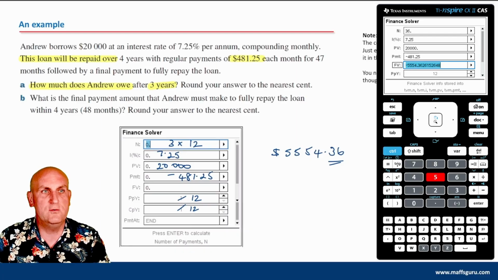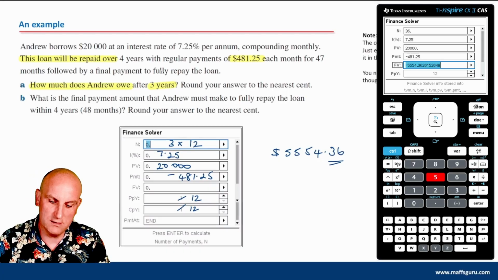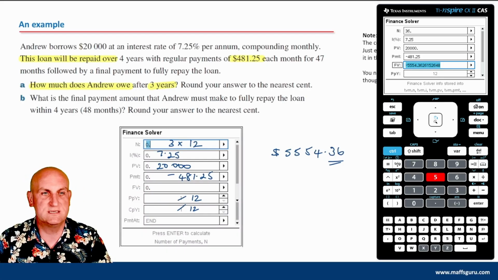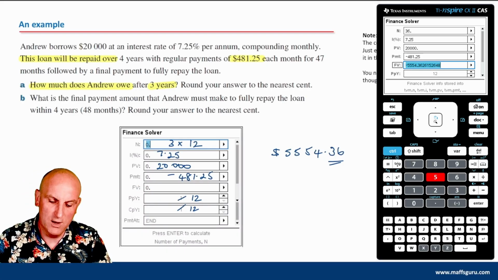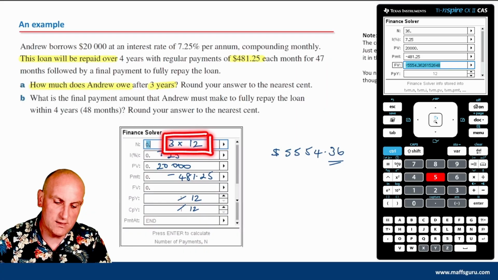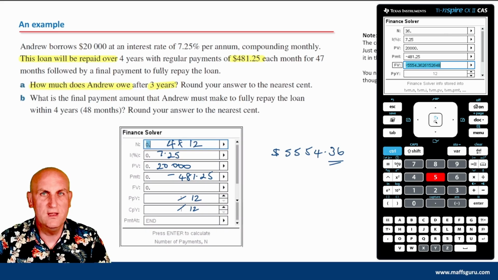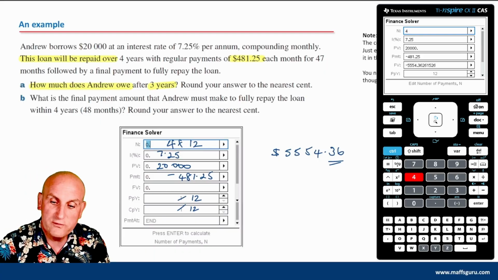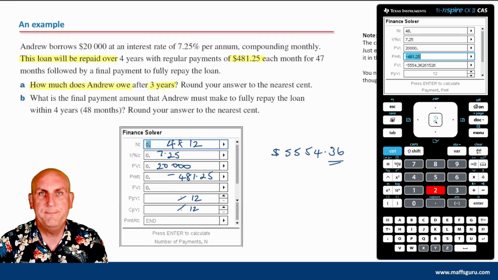Right, what is the final payment that Andrew must make to fully repay the loan? Okay, this again is a trick: the future value is not going to be 0. I'll explain why in just a moment. We now need to change that 3 times 12 to 4 times 12. Why is it 4 times 12? Because we want to see how much is going to be left at the end of the loan, and the loan would last for 4 years. So 4 times 12, tab, tab, tab, tab.